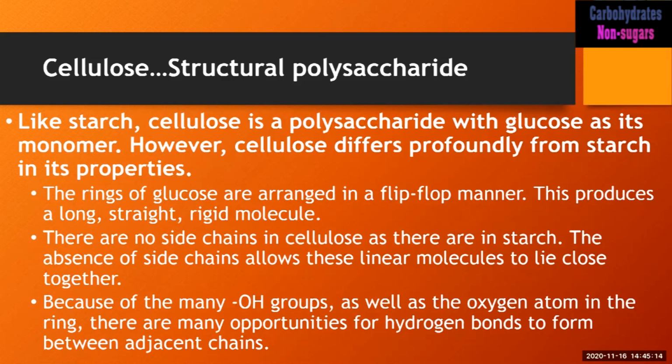And third, due to a large number of hydroxyl groups and the oxygen atom in the ring, there are many opportunities for hydrogen bonds to form between adjacent chains. So that gives cellulose a very rigid structure, a rigid molecule.